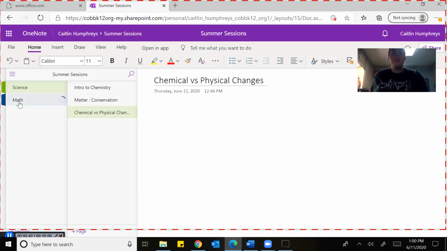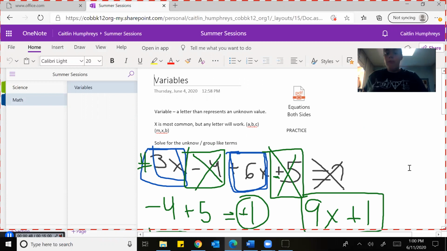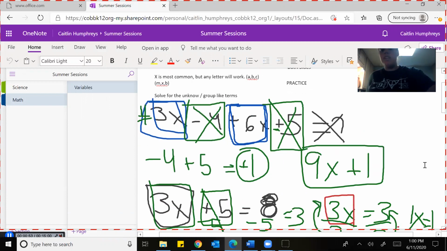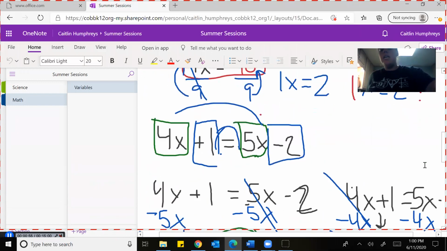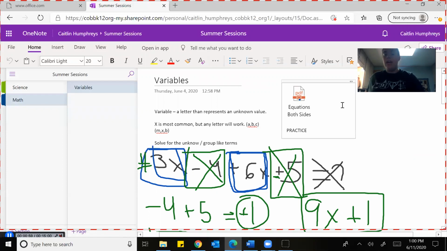You'll notice here we also have our math section. I am going to continue to diligently try to find the video that we made on Monday of all of this content, but you'll notice here we have some definitions, some practice questions, some examples, some workout, and then up here in the corner we have an equations on both sides practice sheet with the answer key and how it was worked out if you need help with that.